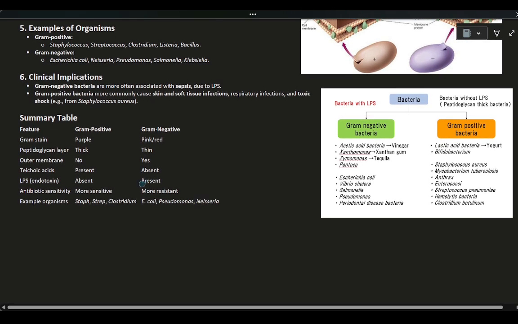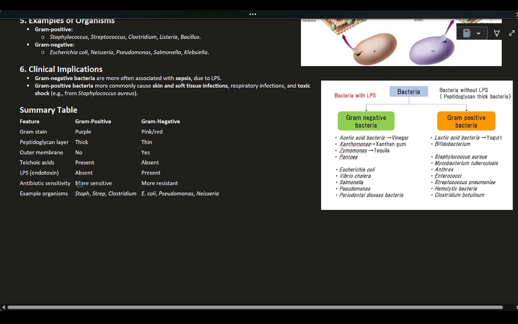The gram-negative will have the lipopolysaccharide, which can be an endotoxin, while the gram-positive won't have one. On the other hand, the gram-positive bacteria will have teichoic acids present on its cell wall, while the gram-negative won't have one.